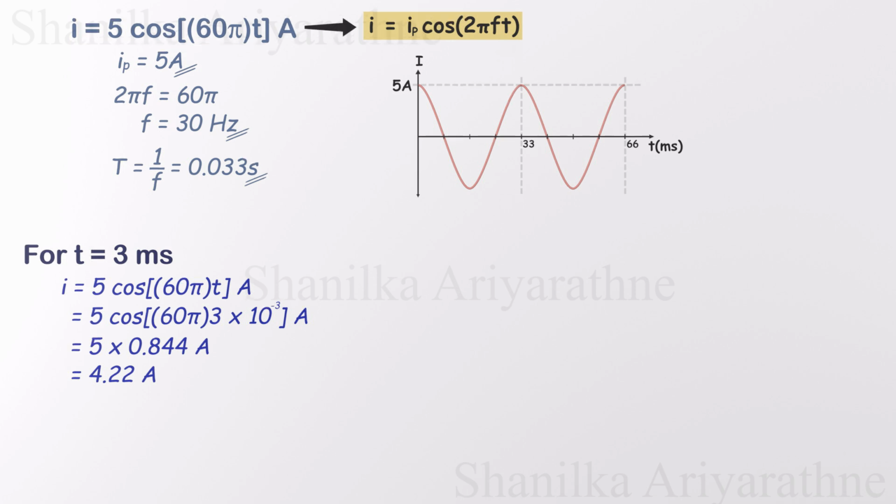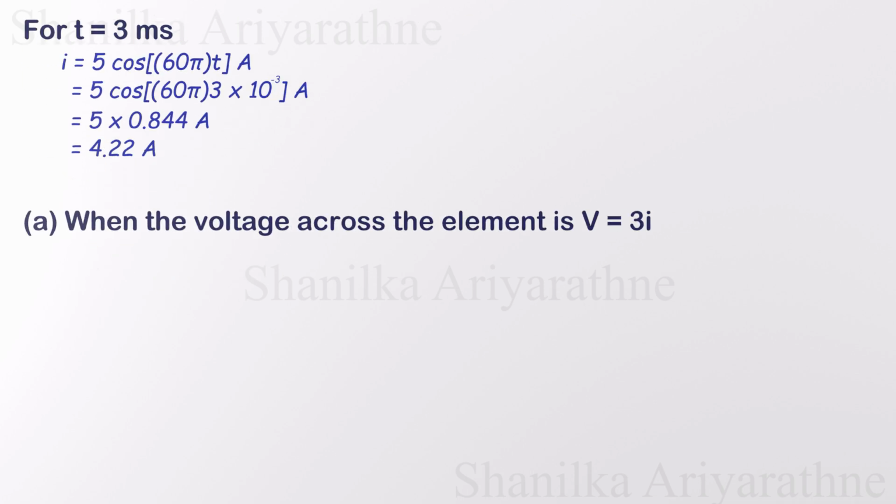Let's look at part A first. Here, the voltage is defined as V equals 3I. Notice anything familiar? That's Ohm's law, V equals IR, which suggests this element is behaving like a resistor. We already calculated the current at t equals 3 milliseconds as 4.22 amps. Substituting that in, the voltage is 12.66 volts.